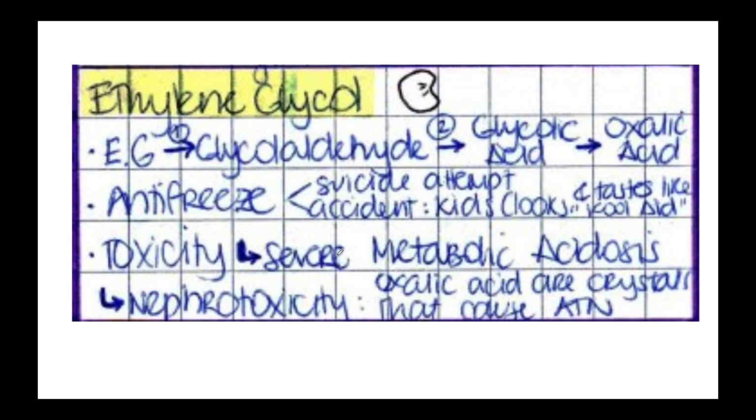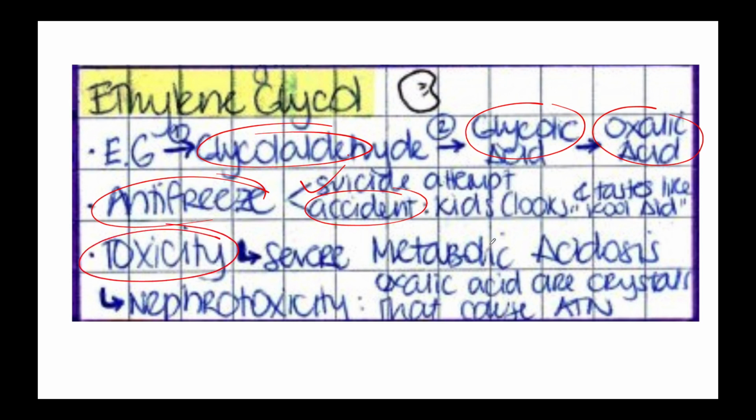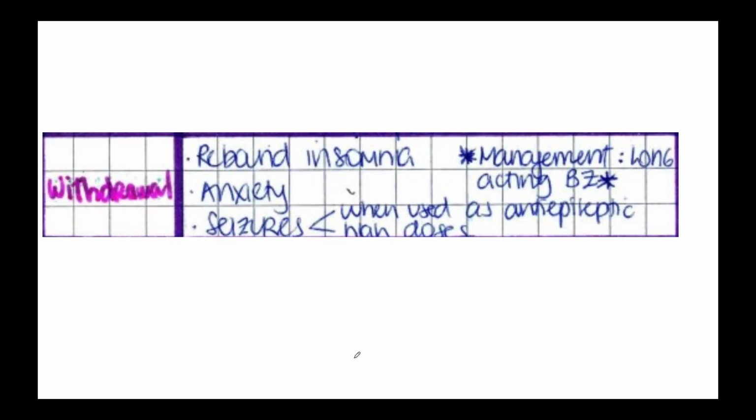Now, 2-3 comments about ethylene glycol. Ethylene glycol forms glycolaldehyde, becomes glycolic acid, becomes oxalic acid. Typically, it is a part of antifreeze and used for attempting suicide. In children, it is accidentally consumed. All toxicity of ethylene glycol is because of the severe metabolic acidosis. And the oxalic acid, which is the end product, forms crystals. And it can lead to nephrotoxicity, it can lead to acute tubular necrosis, etc.